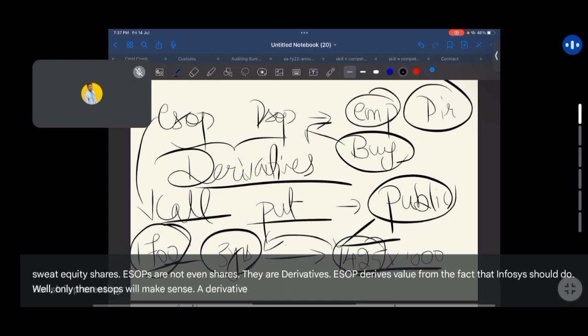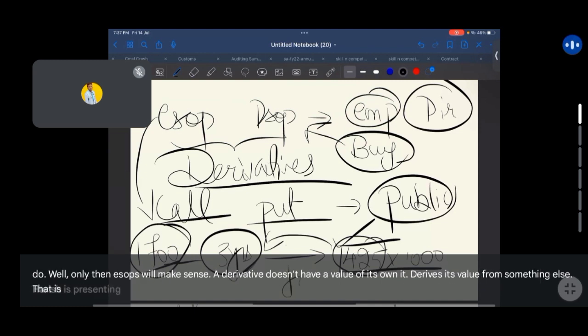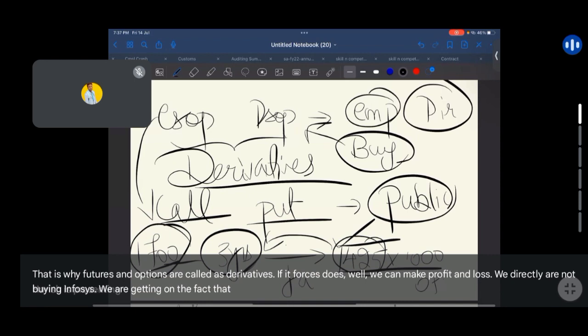A derivative doesn't have a value of its own. It derives its value from something else. That is why futures and options are called derivatives. If Infosys does well, we can make a profit or loss. We are not directly buying Infosys. We are betting on the fact that Infosys may do well in the future.